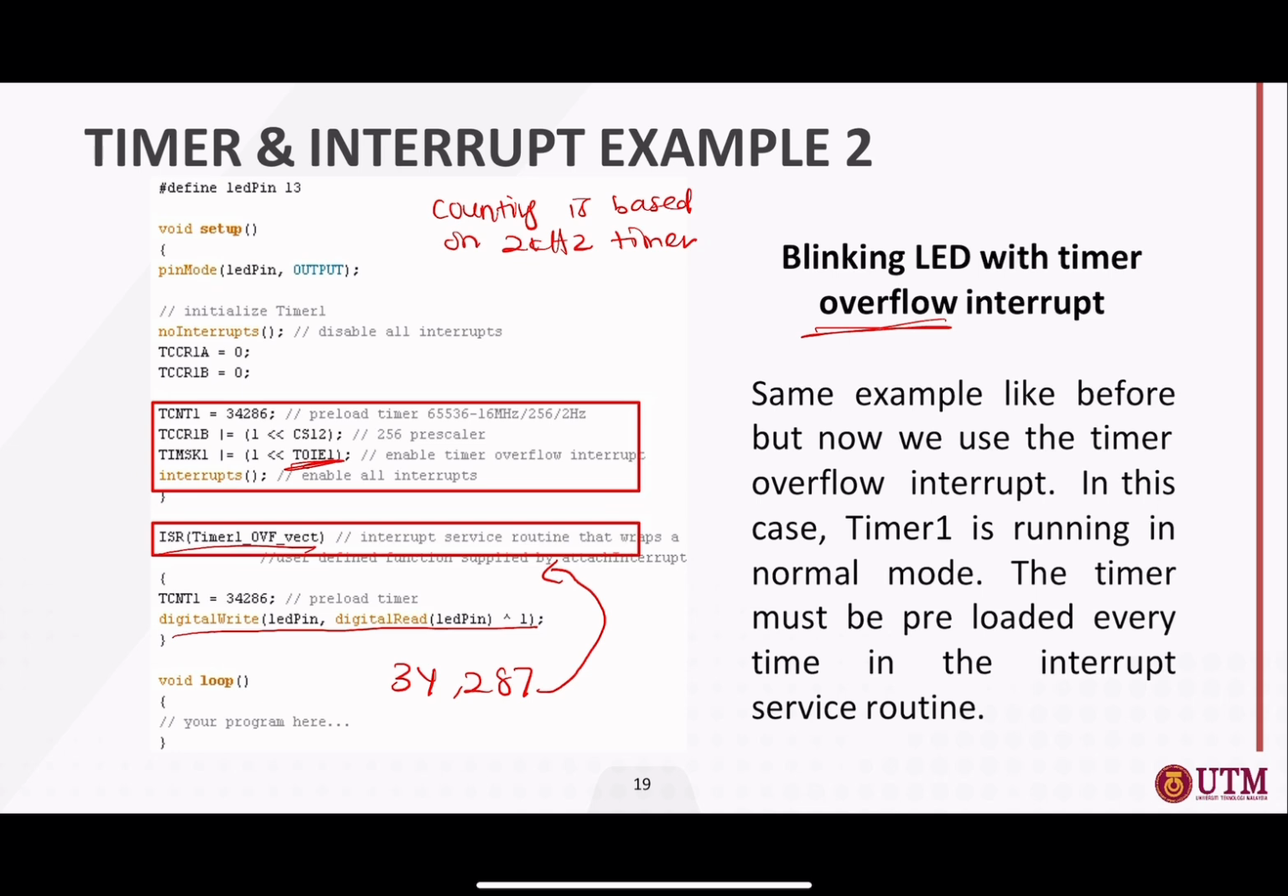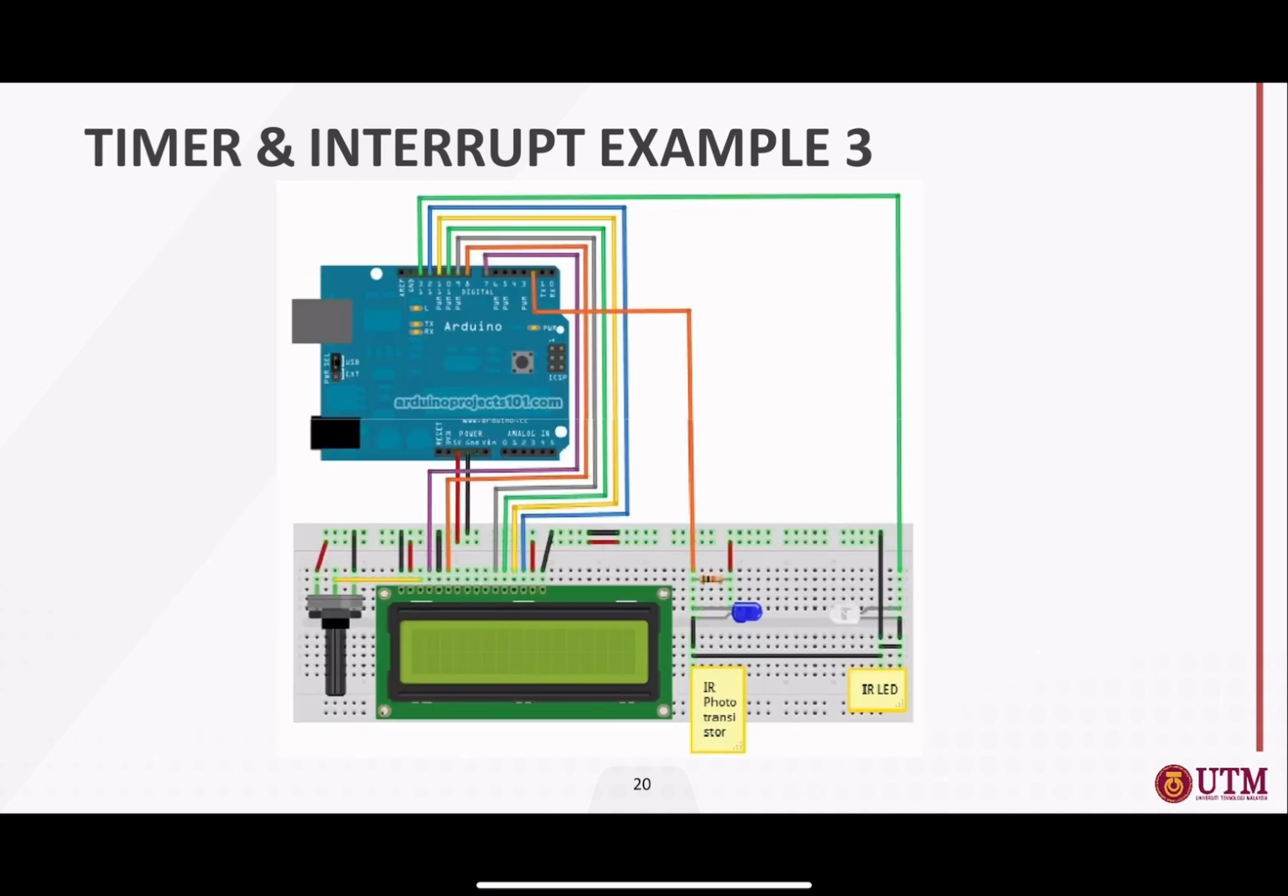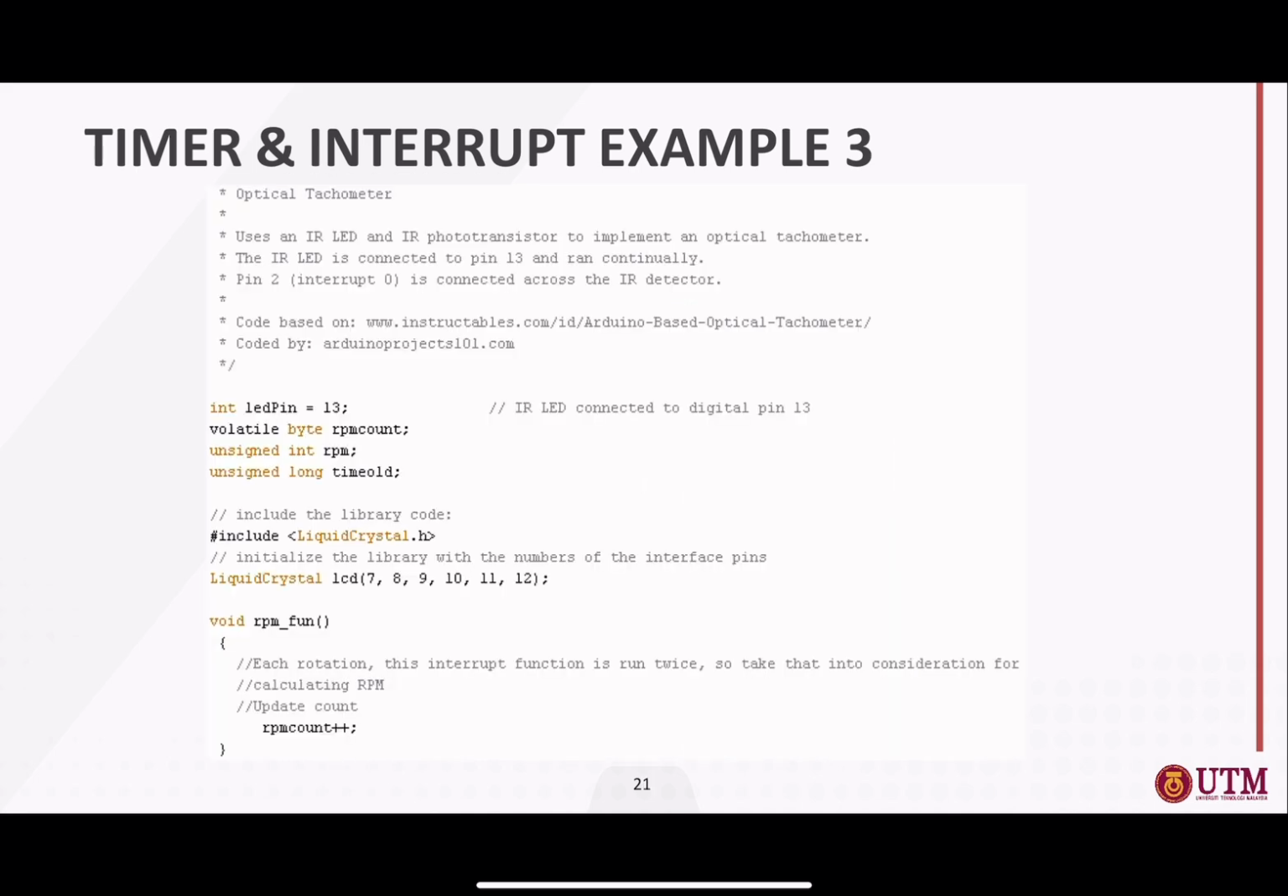So this is the circuit which reflects the next example. The next example uses an IR LED and an IR phototransistor to implement an optical tachometer. The IR LED is connected to pin 13 and runs continuously. Pin 2, interrupt 0, is connected across the IR detector. For this one we want to count, like an encoder. They are imitating how an encoder works.